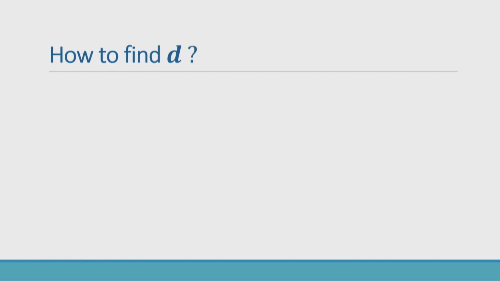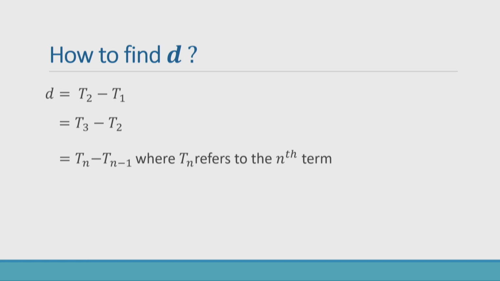Now, how do we find D, the common difference? Usually to find D, we take the second term minus the first term, T2 minus T1, or we can even take the third term minus the second term. In general, we say that D is equal to Tn minus Tn minus 1, where Tn refers to the nth term.